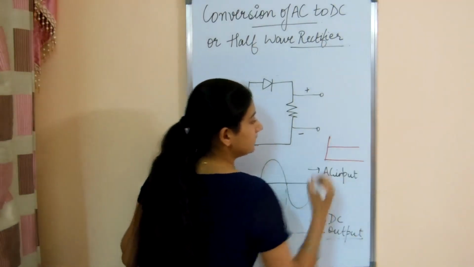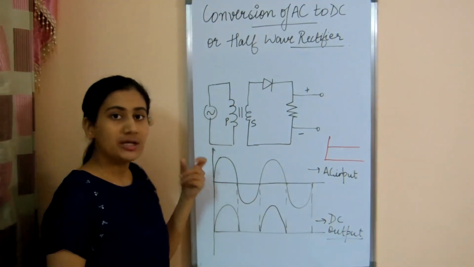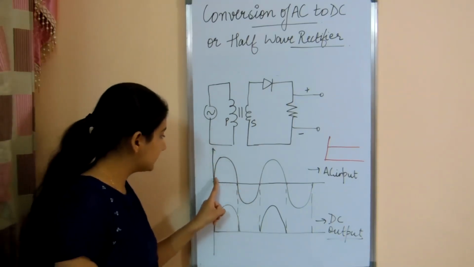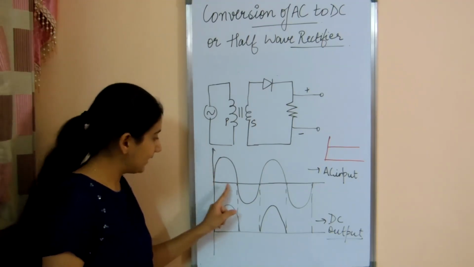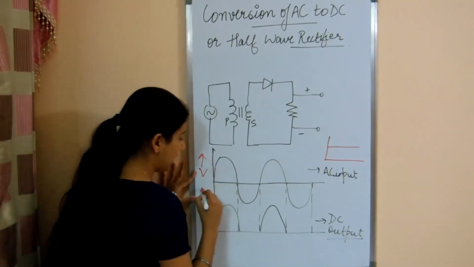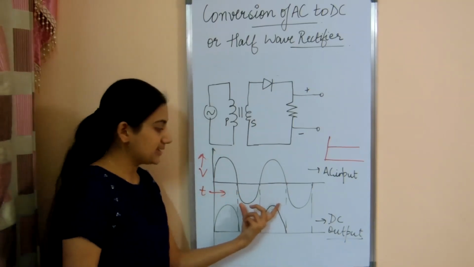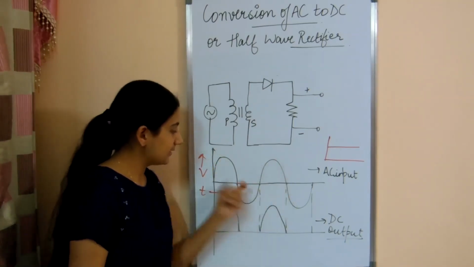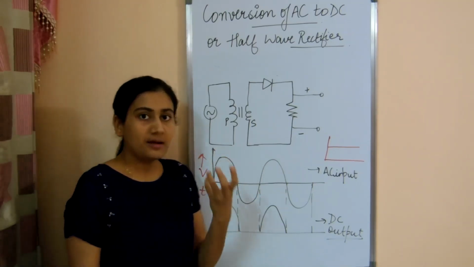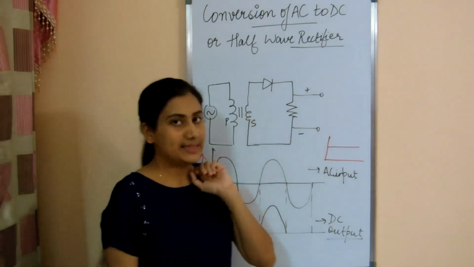Suppose this is the graph of DC current which has a constant voltage, but AC voltage keeps on changing at every instant of time. We can see that with time the function is changing its voltage value. Suppose this is V and this is theta or T, because we are representing it as a sine wave, so voltage is changing for every instant. Now what we have to study here is how we can convert this AC into DC.